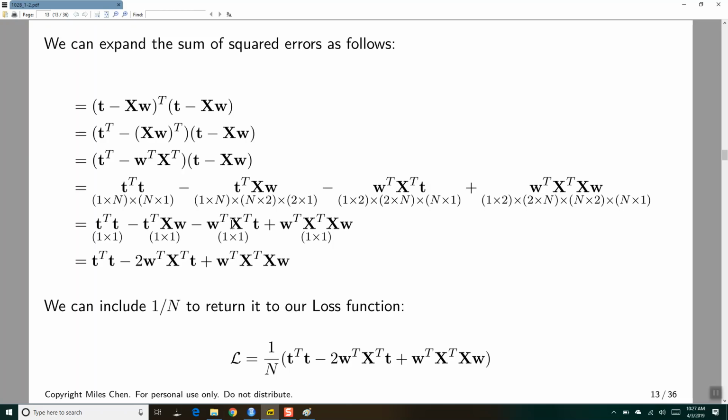It's just like saying, I've got the scalar value 5, and if I transpose it, it's the scalar value 5, okay? So there's nothing there, so you can just combine the two, and we have this. So our sum of squared errors is now this term, t transpose t minus 2 times w transpose x transpose t plus w transpose x w, okay? And then again, if I want the mean squared error, then I just throw in a 1 over n term, and we're back to our loss function.